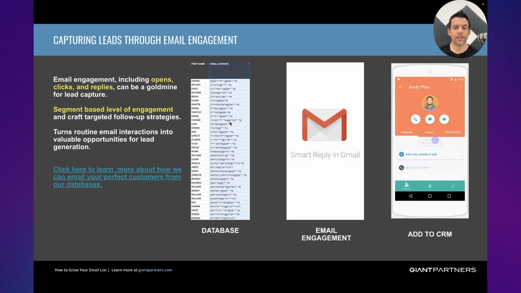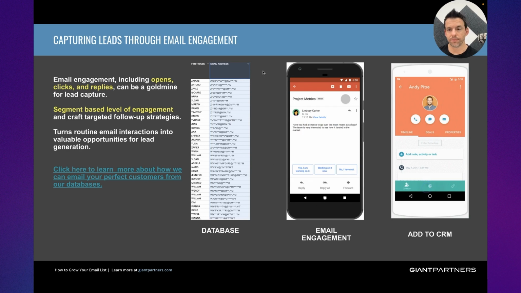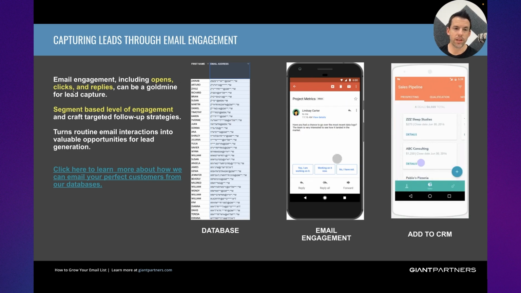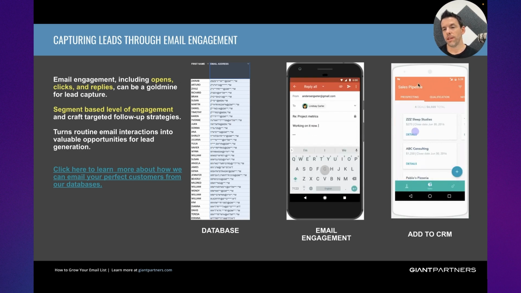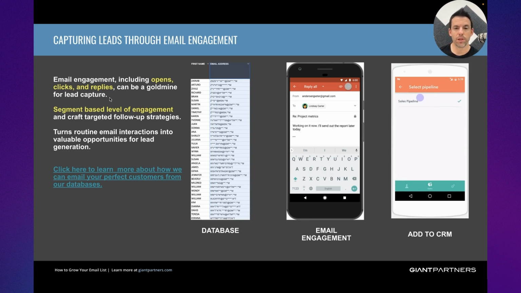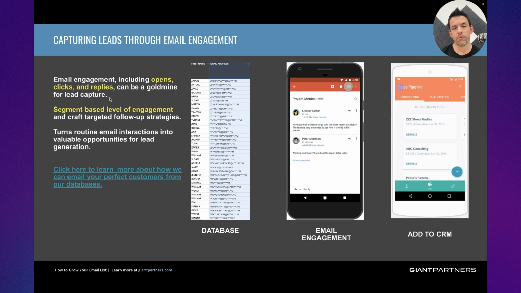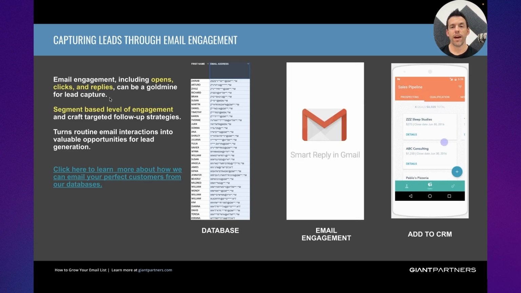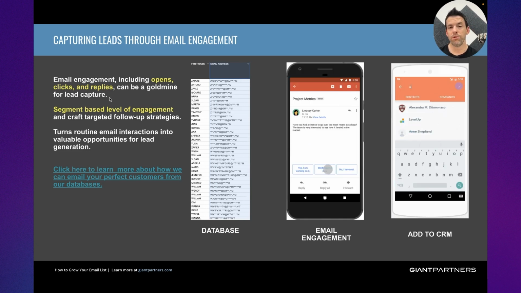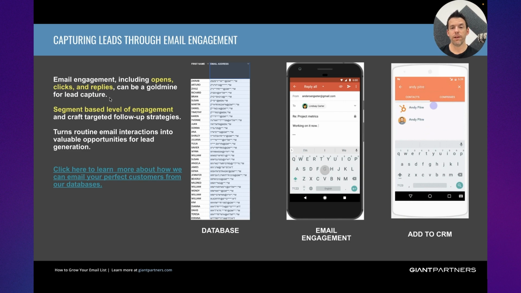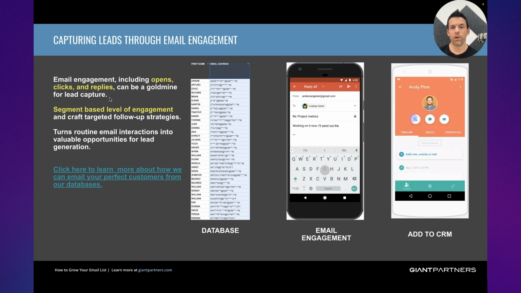We're going to take this database, send them an email, and then based off of opens, clicks, and replies, we're going to send them to our CRM based on what the action is. We may add them to our email newsletter list, or we may add them to an opportunity or a deal because they replied that they're interested in or wanted to buy the product.